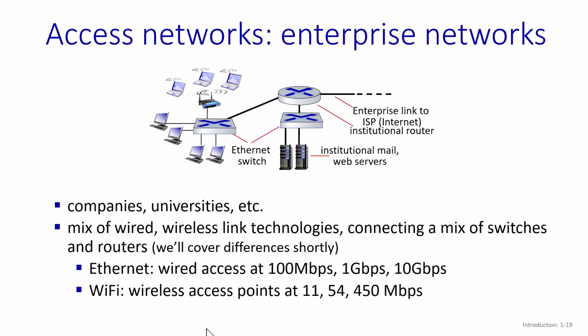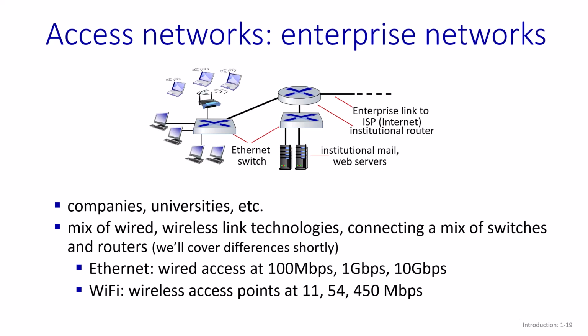We also have enterprise networks. Enterprise networks are the networks that we use in companies, universities, schools, or similar institutions. These are a mix of wired and wireless link technologies, connected through a mix of switches and routers. We are going to cover the differences between switches and routers. Using Ethernet, as in the picture where we can see Ethernet switches, we can achieve wired access speeds of 100 megabits per second, 1 gigabit per second, or 10 gigabits per second. Also, we may have Wi-Fi, connected to the wireless access points via our laptops, and with wireless access points, we can achieve speeds such as 11, 54, or 450 megabits per second.